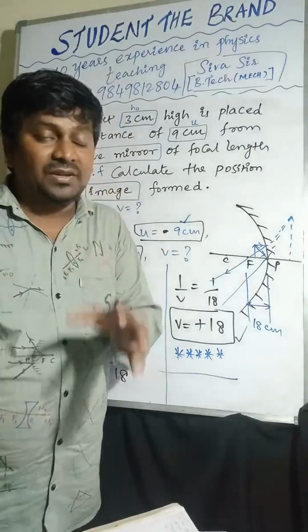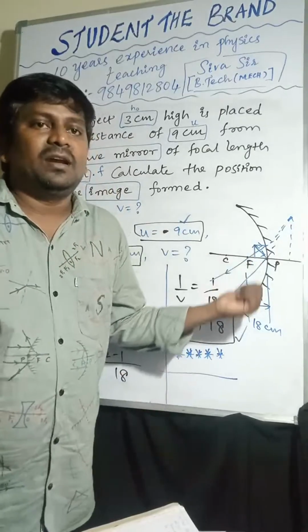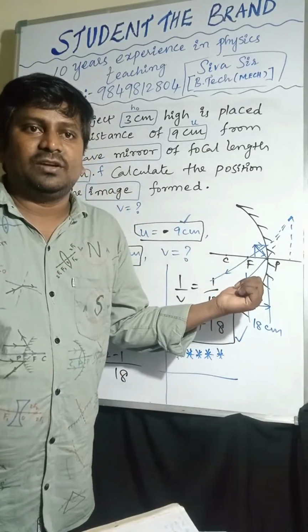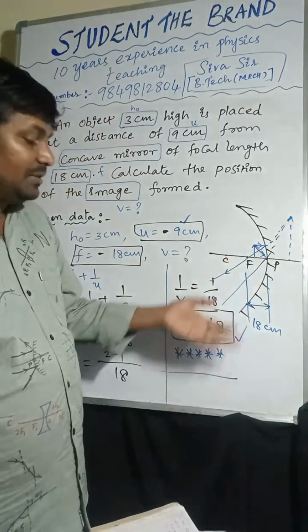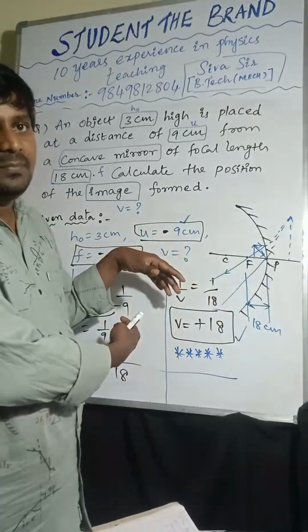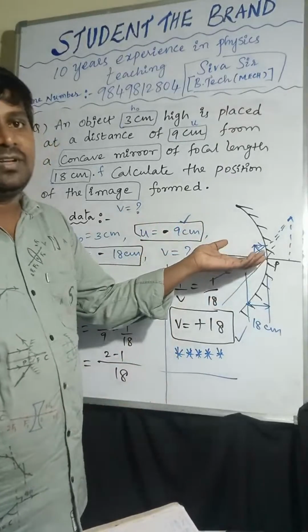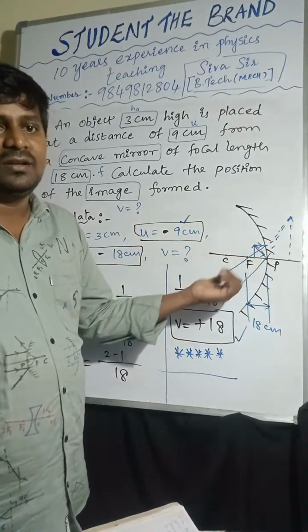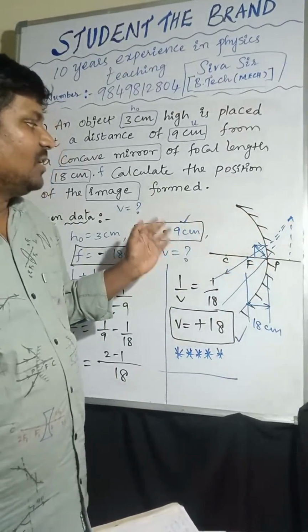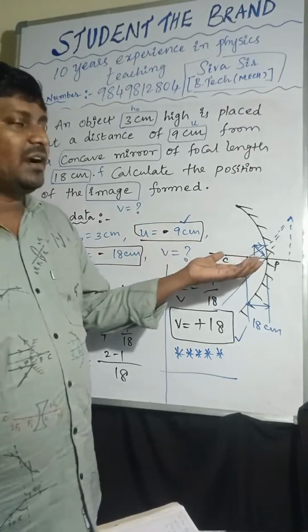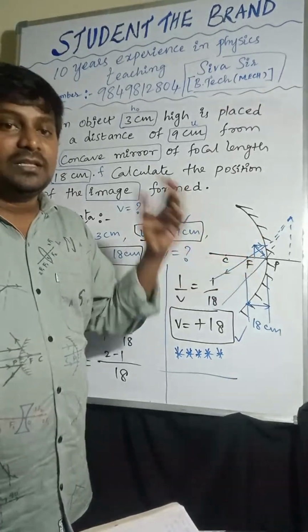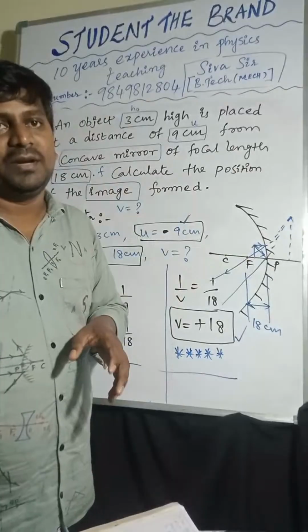Sign conventions are very, very important for solving the problems. Here, the object distance is positive. After getting the positive sign, I checked whether it is correct or not. After taking the values, object distance, image distance and focal length, you should also keep the image formation in mind.